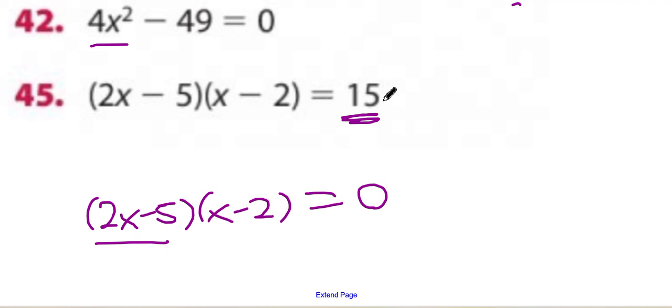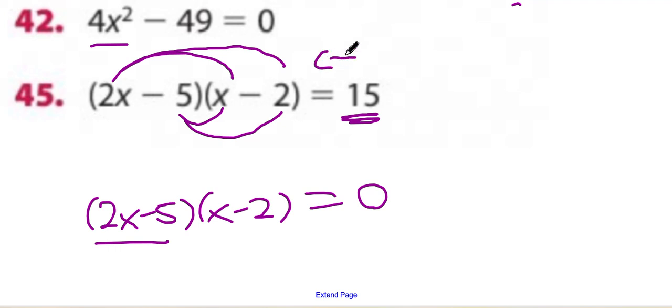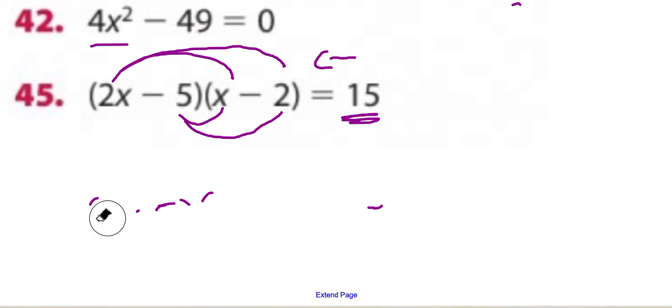That doesn't work. Okay? So here's what you need to do. You need to multiply it back out again. So you're going to multiply all this out. And when you're done, you're going to bring the 15 over the other side. And then you're going to make a quadratic formula out of it. Give it a go, guys. Multiply it out and bring the 15 over.